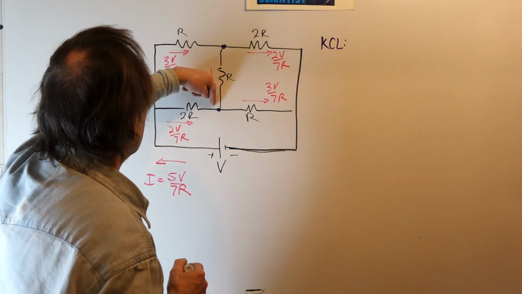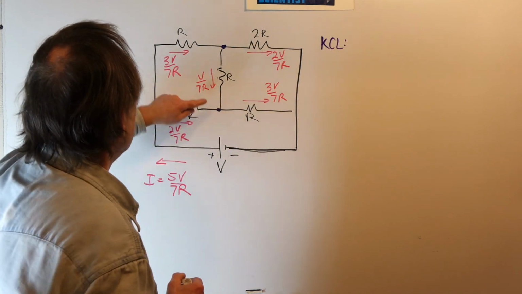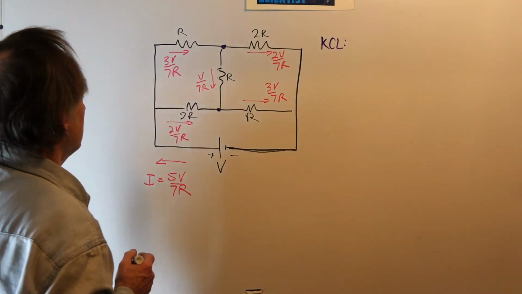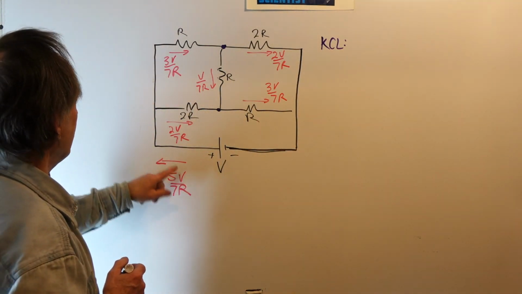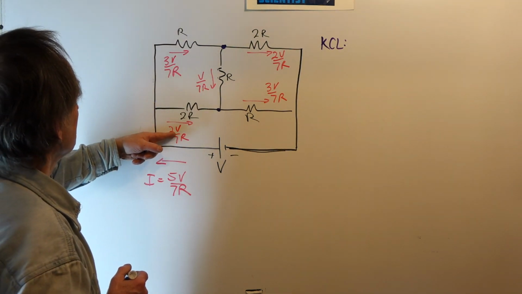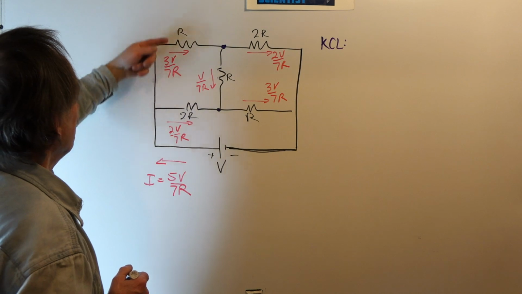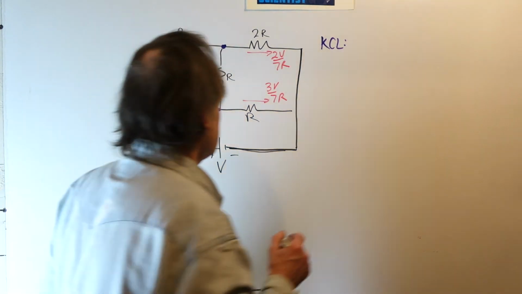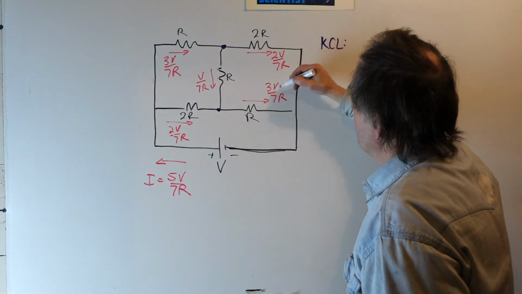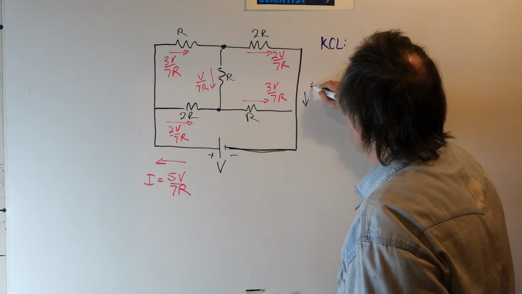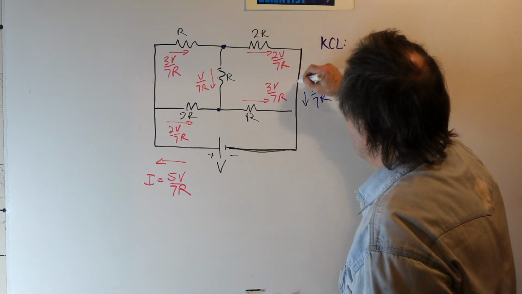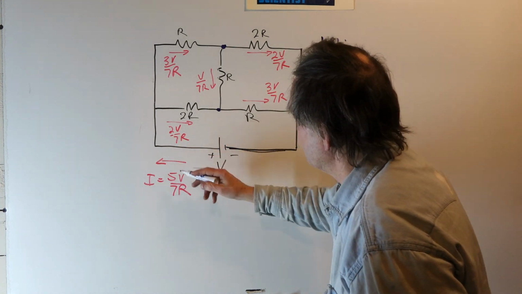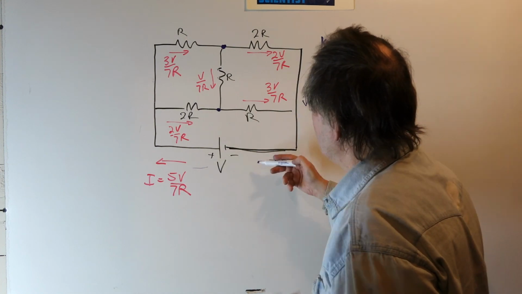How about here? The current coming in has to equal the current leaving. So we have V and 2V, so 3V going in, 3V going out. It checks there. How about at this node? Well, we have 5V coming in here, 2V leaving, 3V leaving. So we have a total of 5V leaving, 5V going in. So that checks. And the same thing here. We have 2V, 3V, a total of 5V over 7R leaving, and that equals the current. The current has to be continuous going through the voltage source, so the current coming in equals the current leaving.